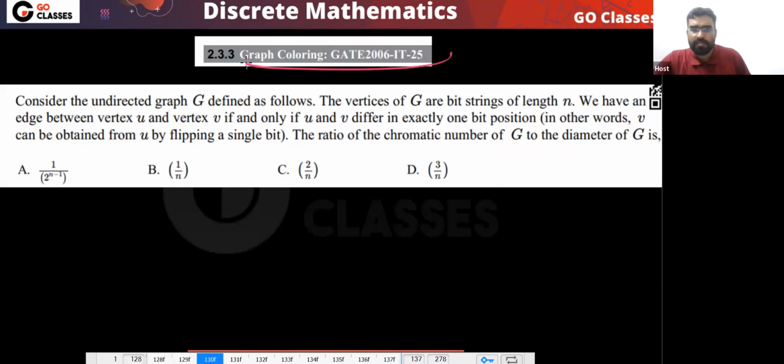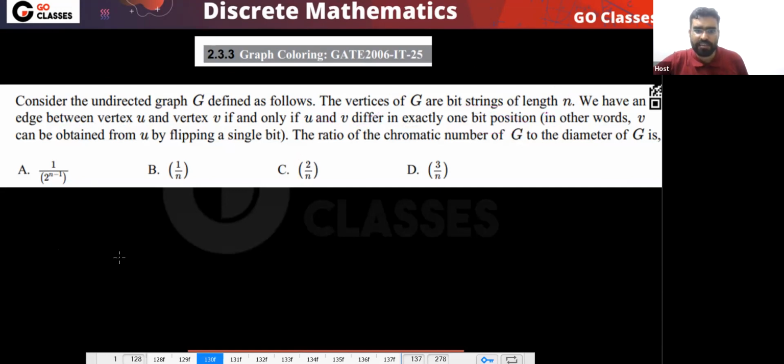Let's see this question. This is GATE 2006. What is the answer? The question is saying that there is a graph, and in the graph the vertices are bit strings of length n. We have edges between two vertices if and only if they differ in exactly 1 bit position.